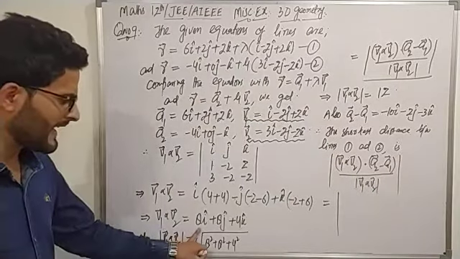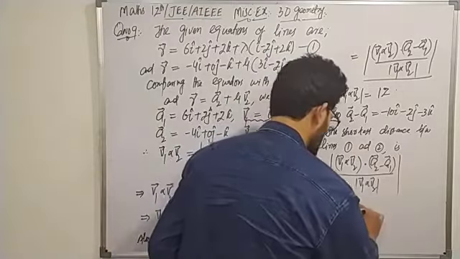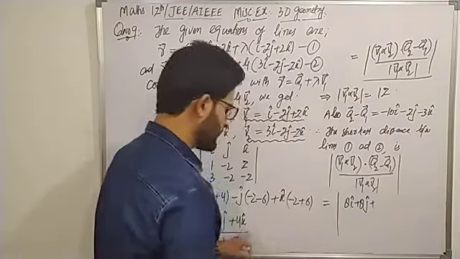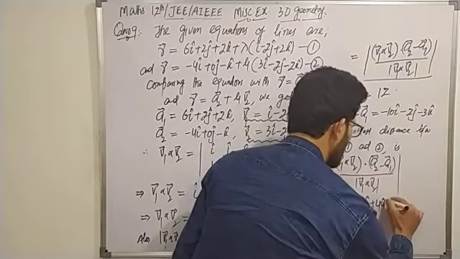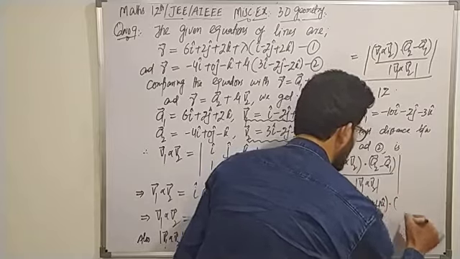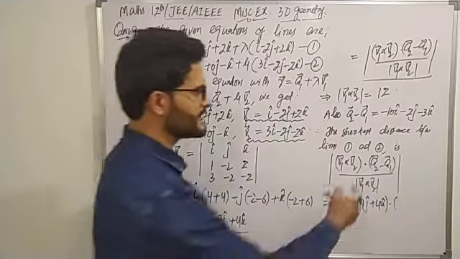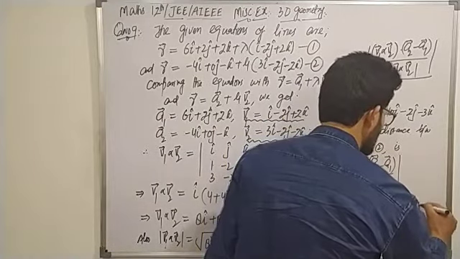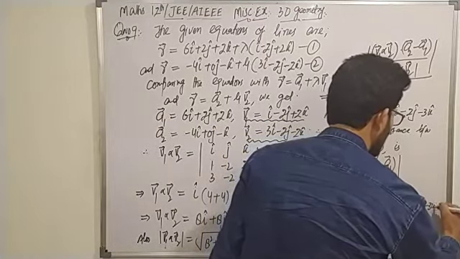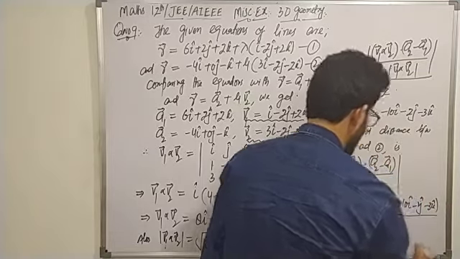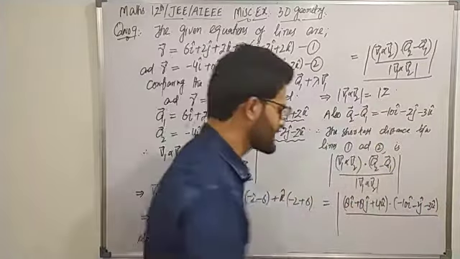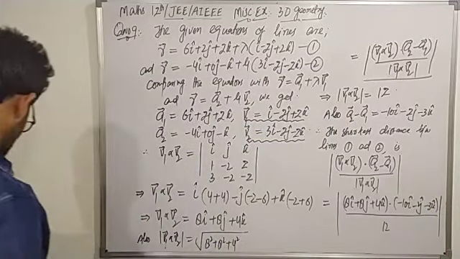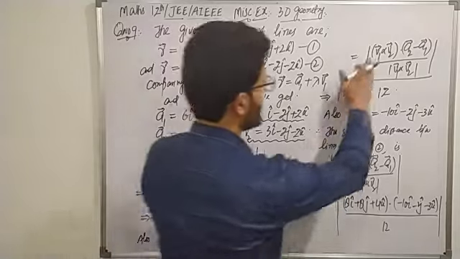V1 cross V2 is 8i plus 8j plus 4k. So that is 8i plus 8j plus 4k. Aur iska dot karna hai ek vector A2 minus A1 ke saath, and that is minus 10i minus 2j minus 3k, divided by magnitude of V1 cross V2, and that's equal to 12. Calculate that thing. Hame kya milega? Yes, we will get.